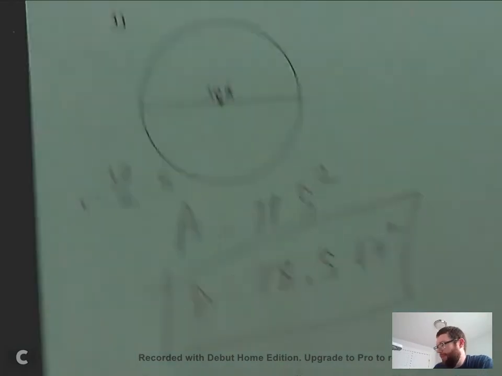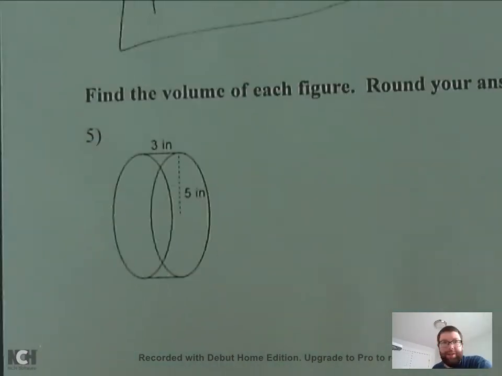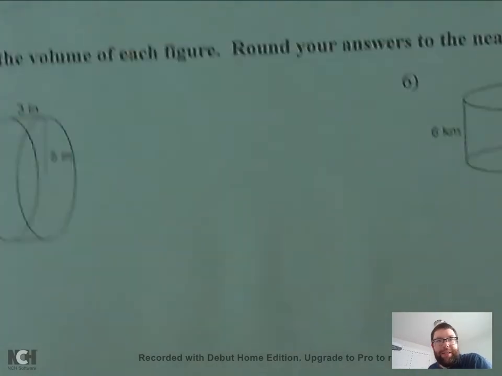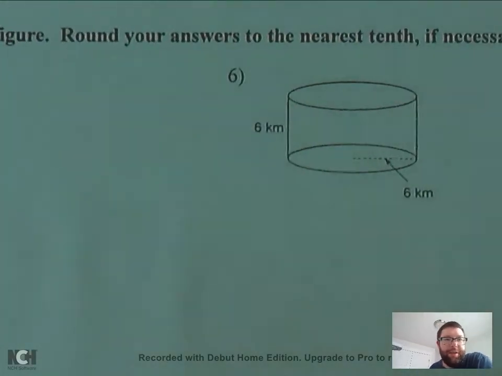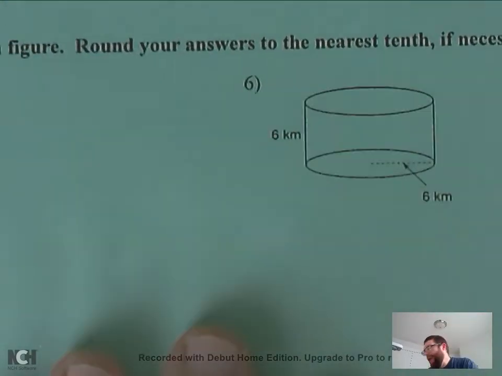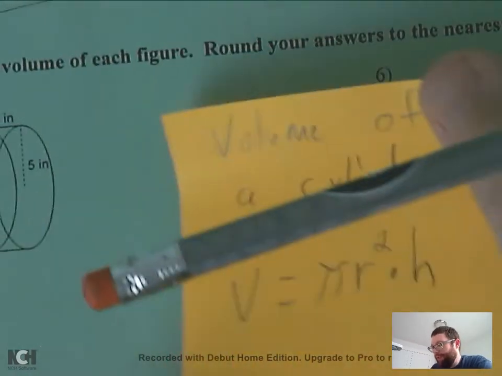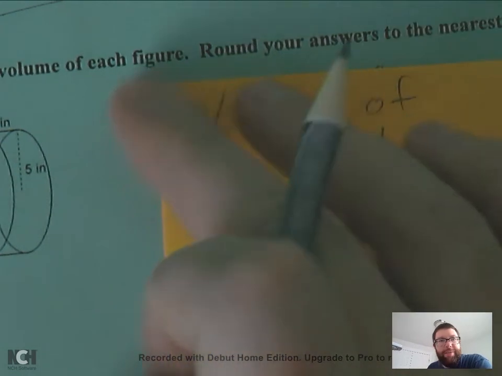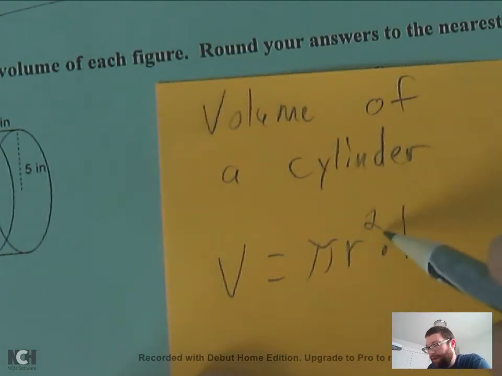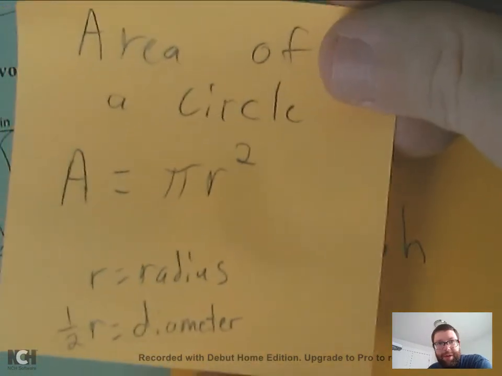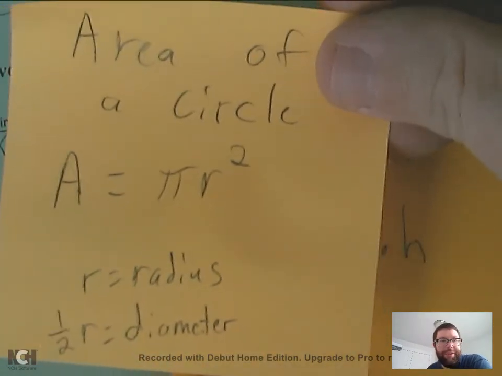Okay, try another one. So this time we're into the cylinders. This is what a cylinder is, right? A cylinder is just a can. So the formula for the volume of a cylinder is volume is equal to pi r squared. Oh, that looks familiar, right? Where have I seen that before? Oh, hey, look, that's the area of a circle, right?